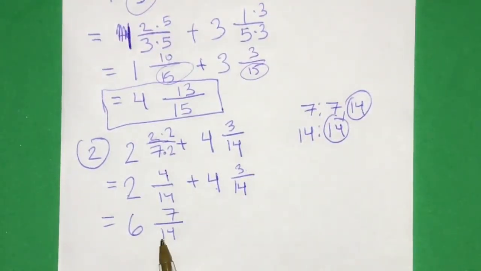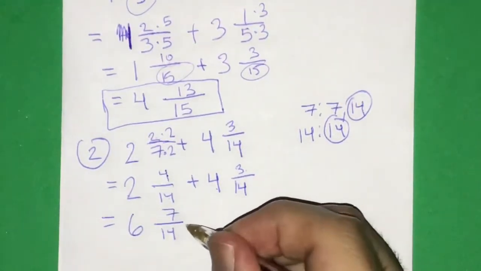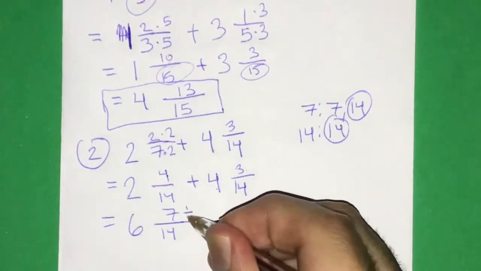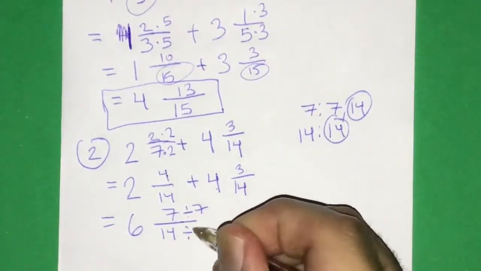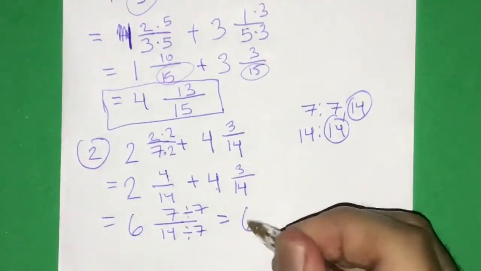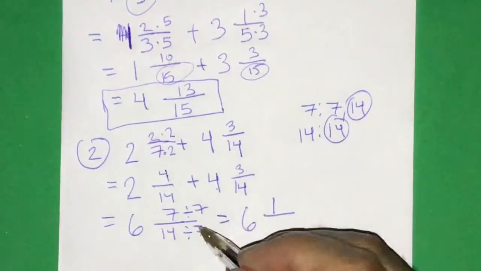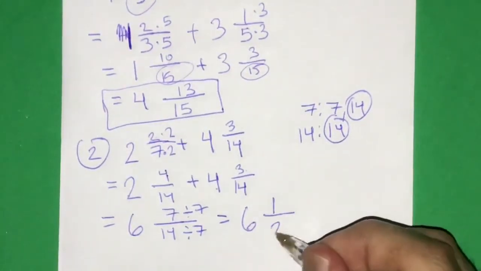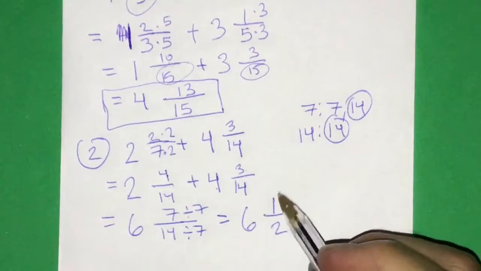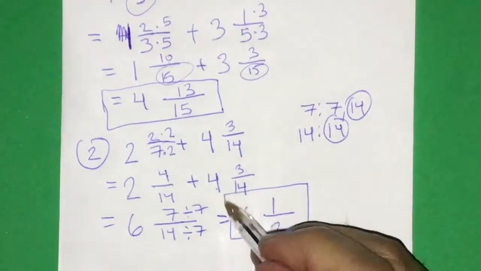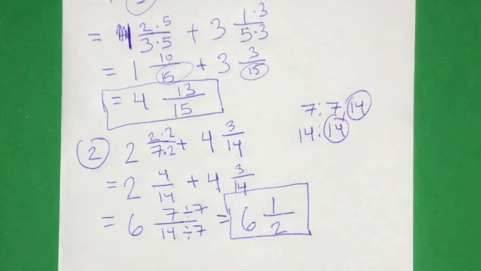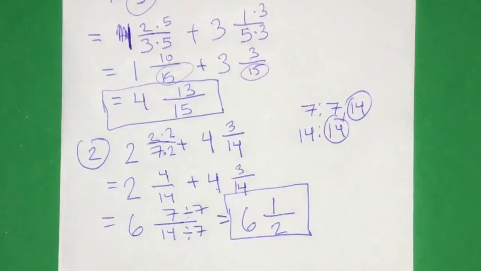Okay, now we can see here that 7 can be divided by 7, and 14 can be divided by 7 because it's a multiple of 7. So now we can go ahead and see that we can reduce this by dividing the numerator and the denominator by 7. So we're going to get 6, and 7 can be divided by 7 one time, and 14 can be divided by 7 two times. So we see that our answer in reduced form is 6 1/2.